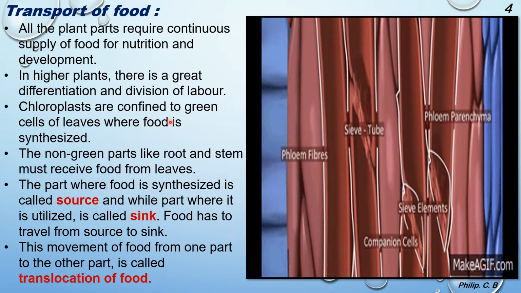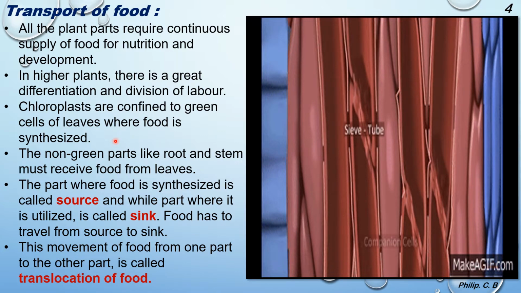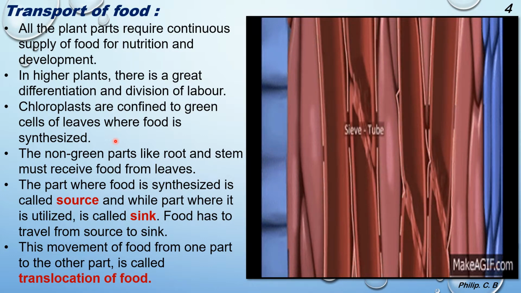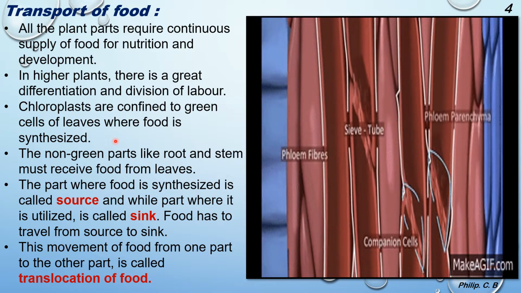Chloroplasts are confined to green cells of leaf where food is synthesized. Now this we are learning right from school time in the lower class, that photosynthesis is carried out in the leaf, that is in the chloroplast, in the presence of sunlight, and the raw material utilized is water and carbon dioxide. So it is mainly confined for production of food.